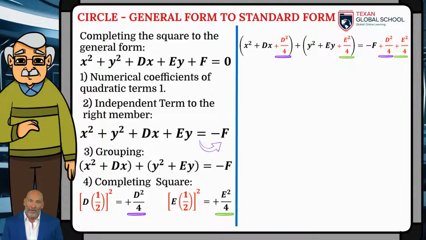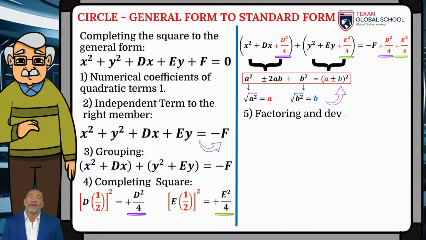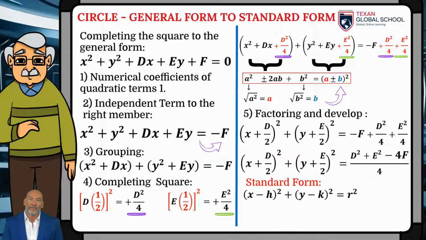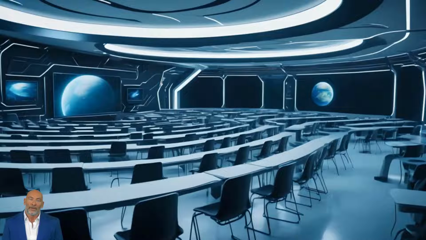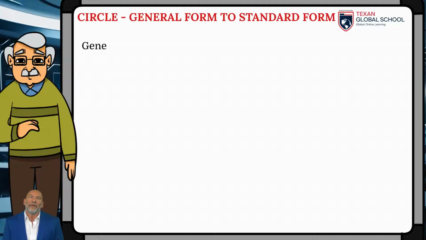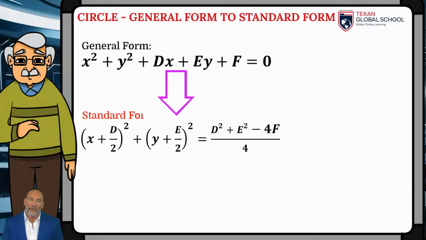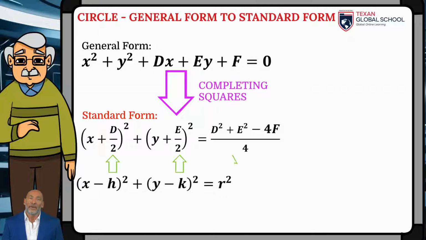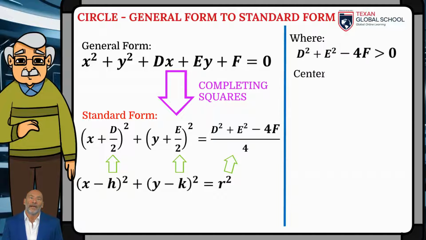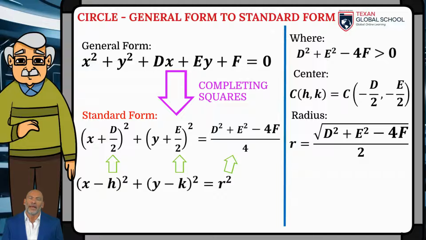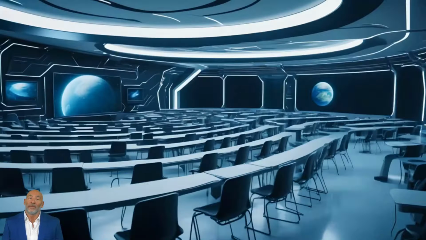In this way, two perfect square trinomials are obtained. So, factor and develop the right member. As a result, we complete the squares to transform the general form to the standard form. Comparing with the standard form, we can see that the numerator must be greater than 0, the center has coordinates -d over 2, -e over 2. And the radius is calculated as the square root of d squared plus e squared minus 4f, over 2.